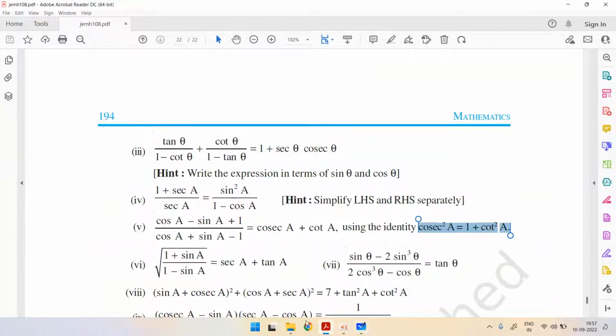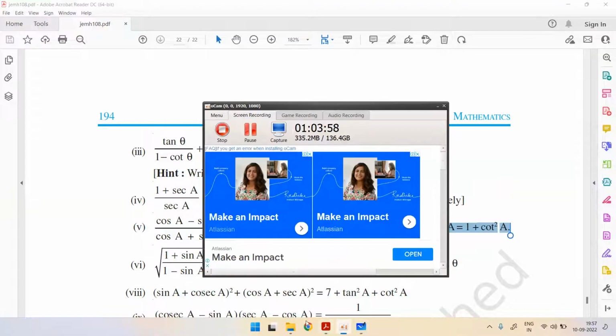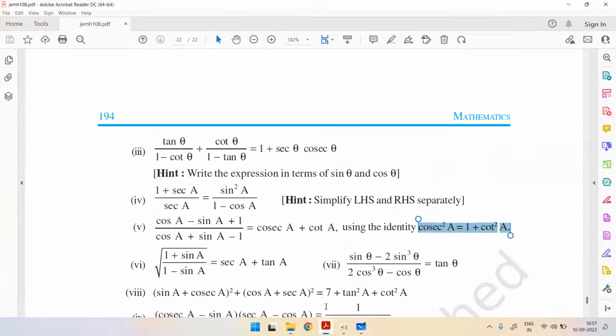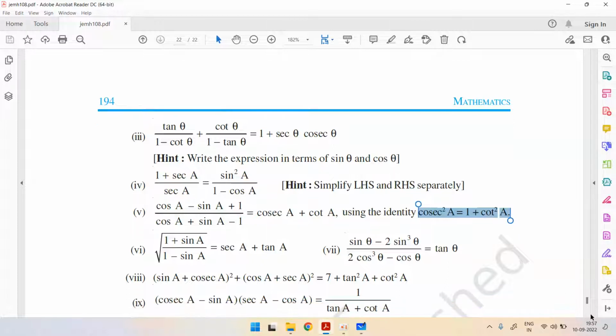This question is also proved. You have used the property cosecant square A equal to 1 plus cot square A, and using this property you have proved. So next is the sixth part. It seems to be tough, but it is not a tough question.